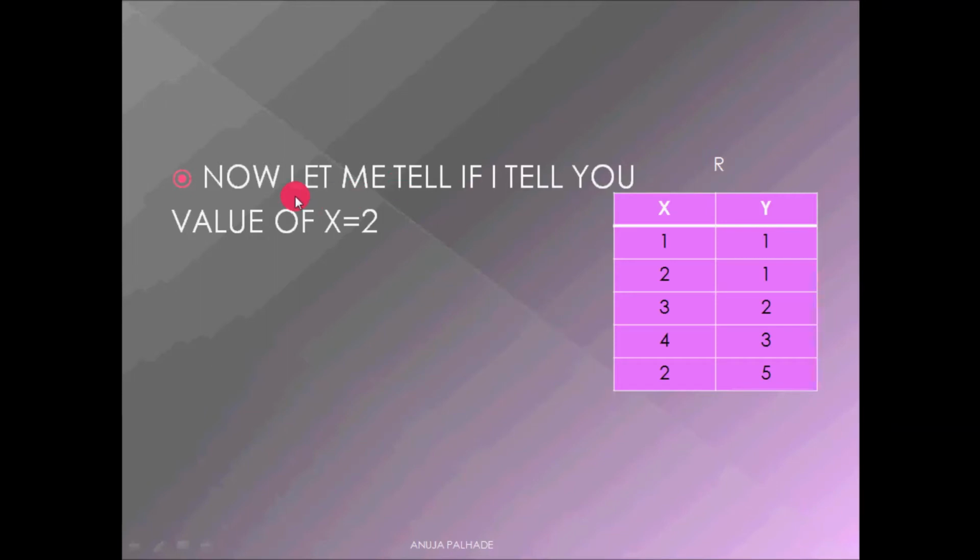Now, let me tell you, if I give you the value of 2, I have added one row here than the previous. Previously, that row value was not there, so I added the new tuple here, and now I tell you the value of 2. Now, look at the relation. You can see here two tuples having the repetitive value of 2.